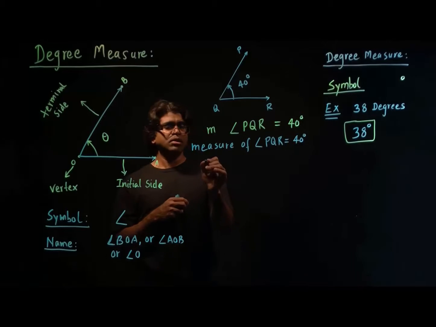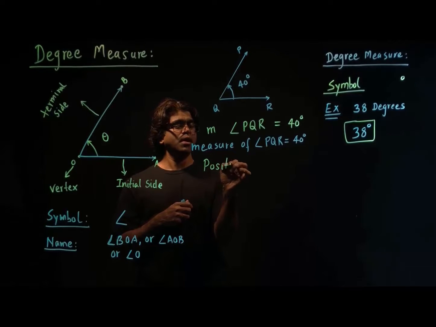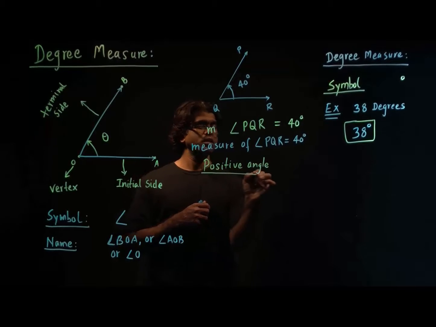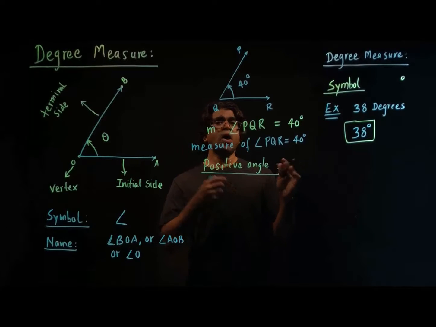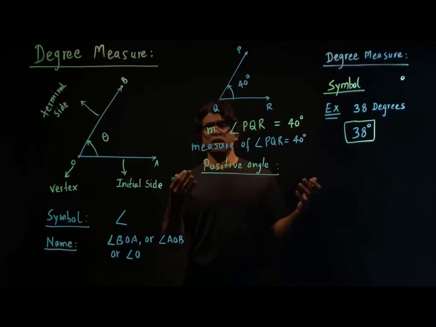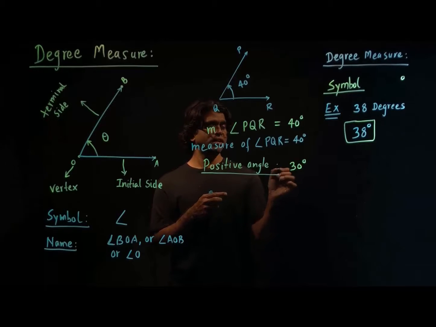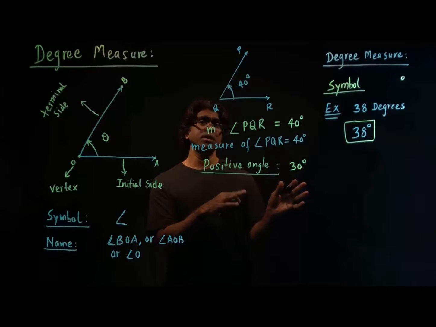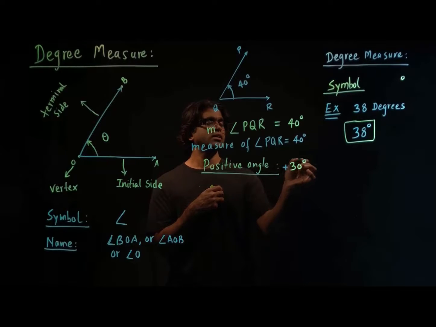Okay. Now let's talk about the next thing, which is positive angle. Now I know how to write the angle in terms of degrees, so I want to draw an angle of 30 degrees. Look in front of 30 degrees. What do I have? I have nothing written. It doesn't say positive or negative. When it doesn't say whether it's positive or negative, we always consider it positive.